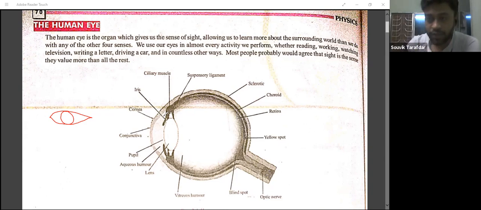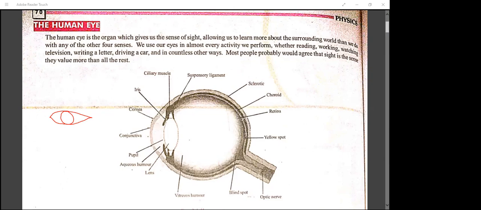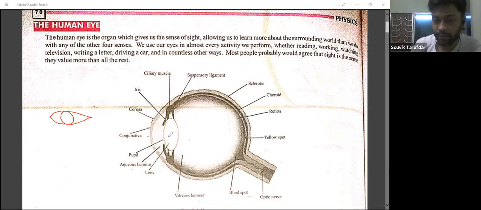In all the portions of the surrounding, the iris is there. When the iris comes close, the pupil is small. When the iris goes away, the pupil is bigger. Understood? Now that is actually the pupil.